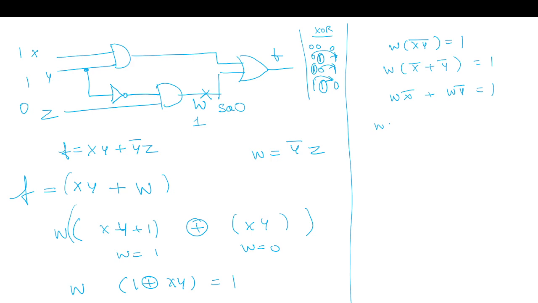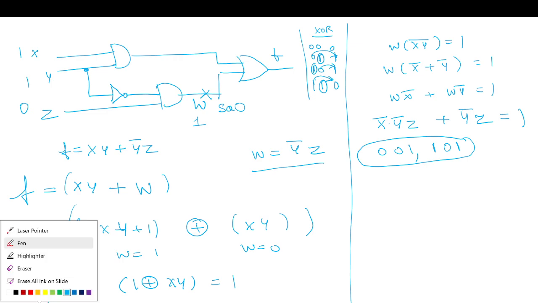Now what is the W value? It is y bar z. So we get x bar y bar z plus y bar z. So it can be 0, 0, 1, or it can be 1, 0, 1, or it can be 0, 0, 1. Okay, this is already covered. So these two are the patterns which can detect this fault.